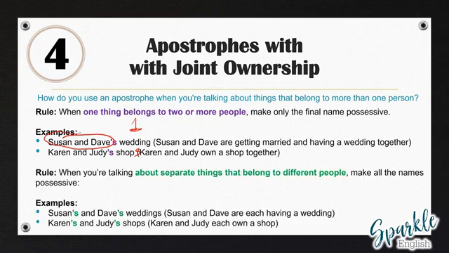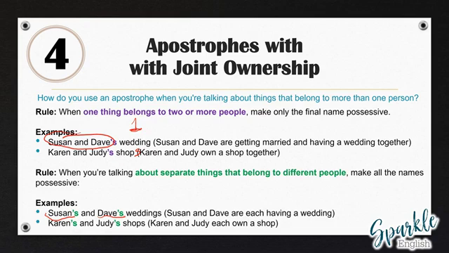But when you're talking about separate things that belong to different people, you have to make all the names possessive. So, for example, here we had Susan and Dave's wedding at the top, but down here we've got Susan's and Dave's weddings. So, for example, Susan's and Dave's weddings were both on the beach. That means that Susan had a wedding on the beach with someone, and Dave had a wedding on the beach with someone else. There were 2 different weddings, one for Susan and one for Dave.